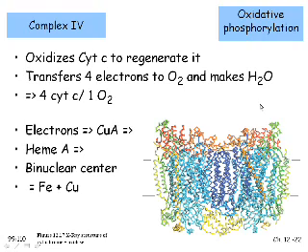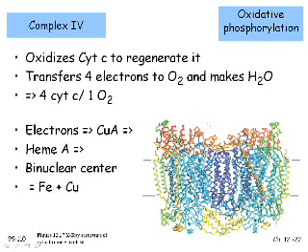So complex 4 has maybe the hairiest job of all. Complex 4 is going to regenerate cytochrome C by oxidizing it. So it's going to steal the electrons from cytochrome C, and it's going to transfer electrons to oxygen to make water. But it takes 4 electrons to completely reduce an oxygen molecule. So somehow or other we've got to take 4 cytochrome Cs and reduce 1 molecule of O2. So it's going to be a challenge.